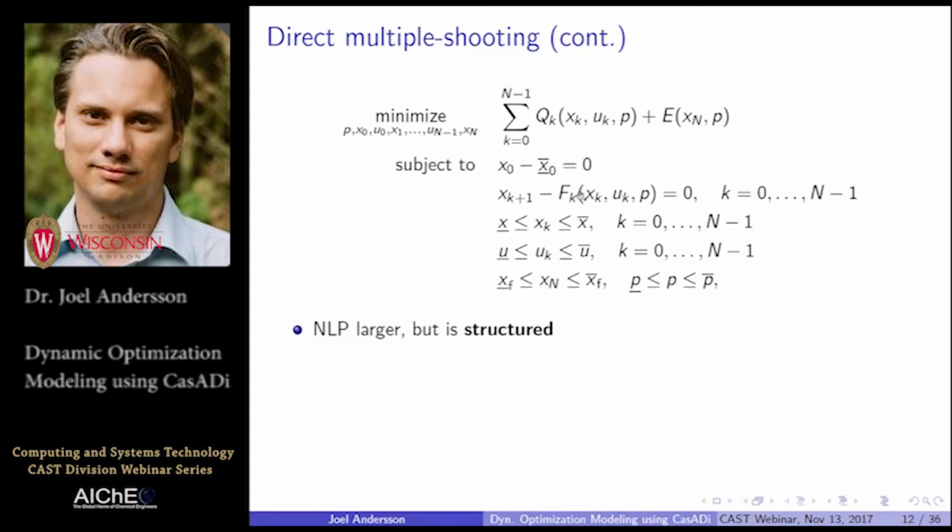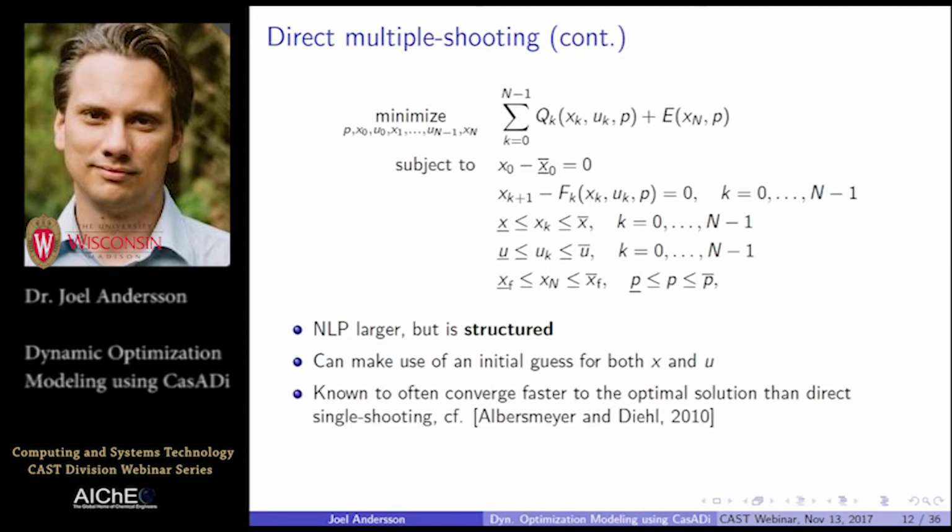The state trajectory continuity constraints are now enforced by the optimizer instead of being just eliminated. So we have a large NLP, but it's structured, and there's a structure we can exploit there. Importantly, we're also able to make use of initial guesses, if we have them, for not only the U trajectory, but the state trajectory as well. And there are other advantages of this approach. One is that in this higher dimension, it often converges faster to the optimal solution.